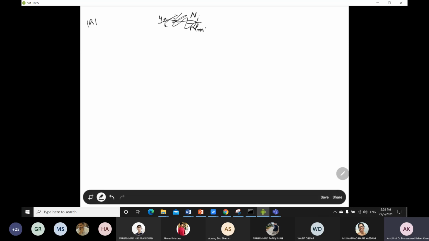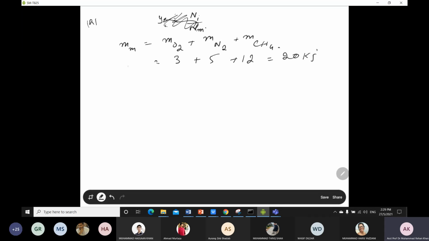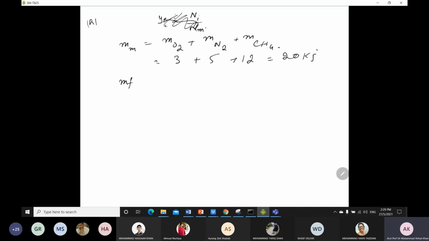Okay, so in the first part simply we need the mass of the mixture. So mass of the mixture is basically the combination of mass of individual components. So mass of O2 plus mass of N2 plus mass of CH4. Okay, so there are three gases. So first we need to add these three values, 3 plus 5 plus 12, which is mentioned in your problem statement, which is equal to 20 kg. Okay, and now we can easily find the mass fraction of individual components.